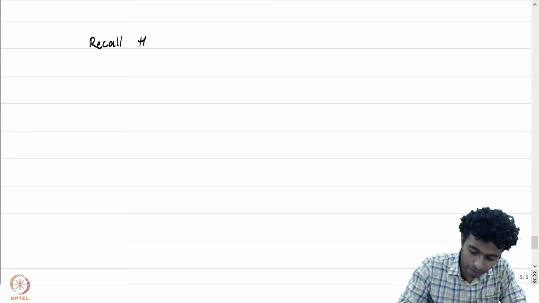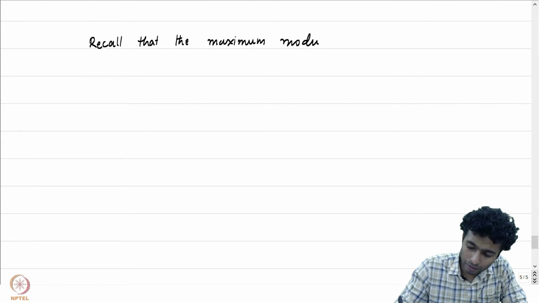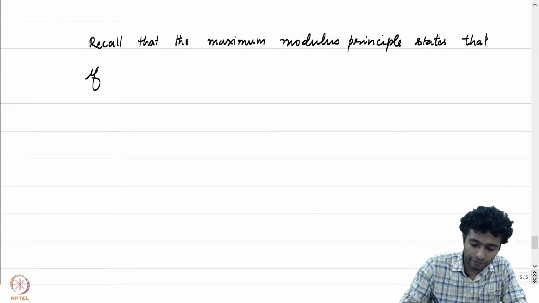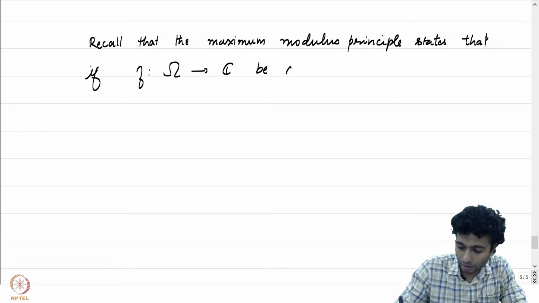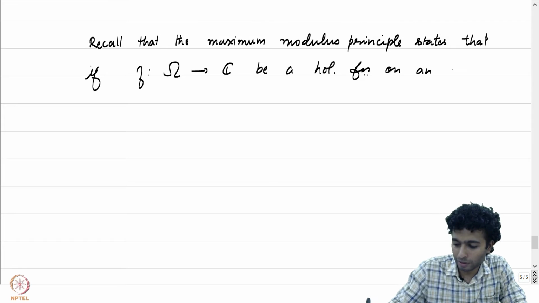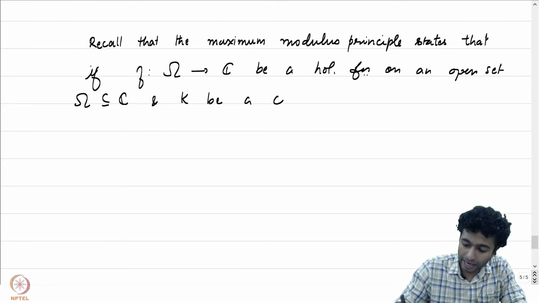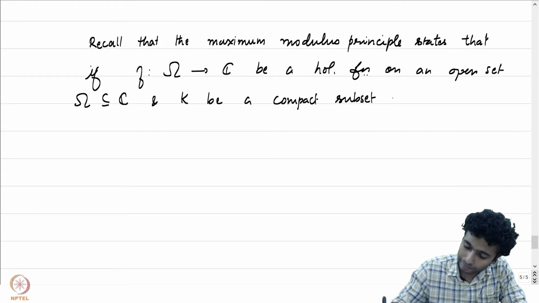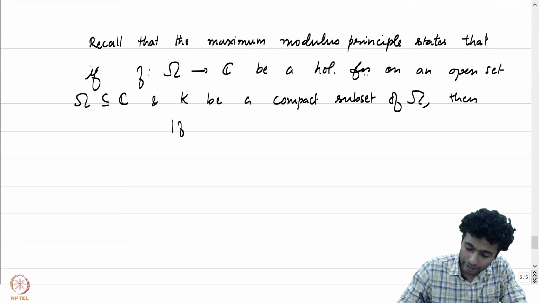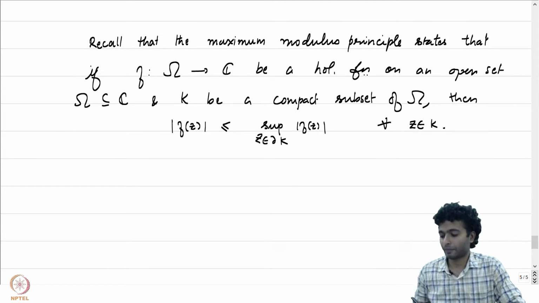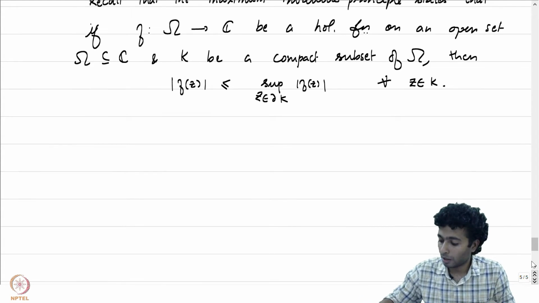Recall that the maximum modulus principle states that if f from omega to C is a holomorphic function on an open set omega contained in C, and K is a compact subset of omega, then the absolute value of f(z) is less than or equal to the supremum over z in the boundary of K of the absolute value of f(z). This is true for all z in K.